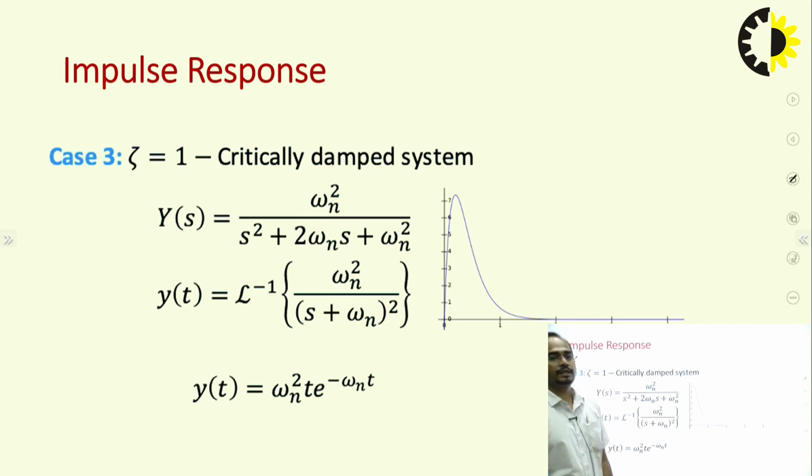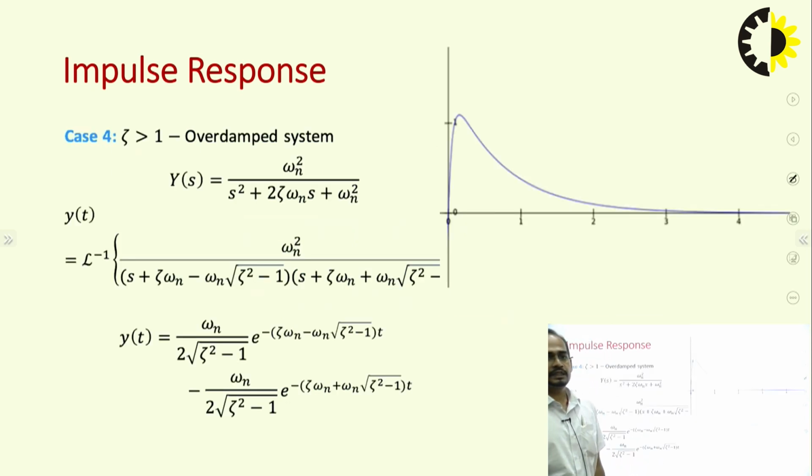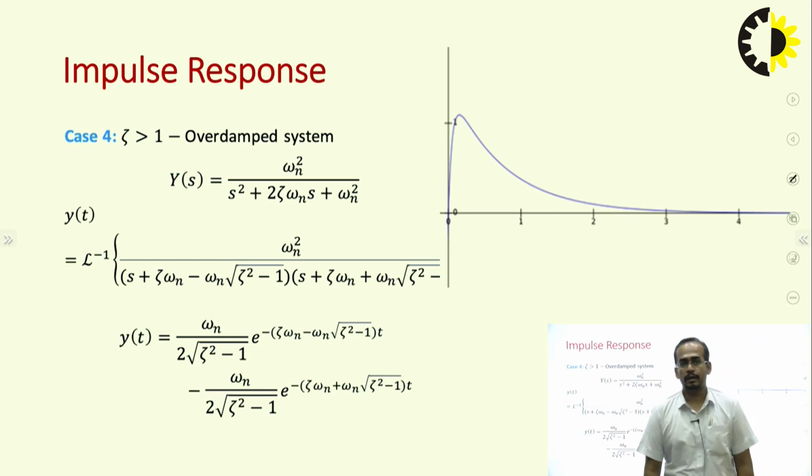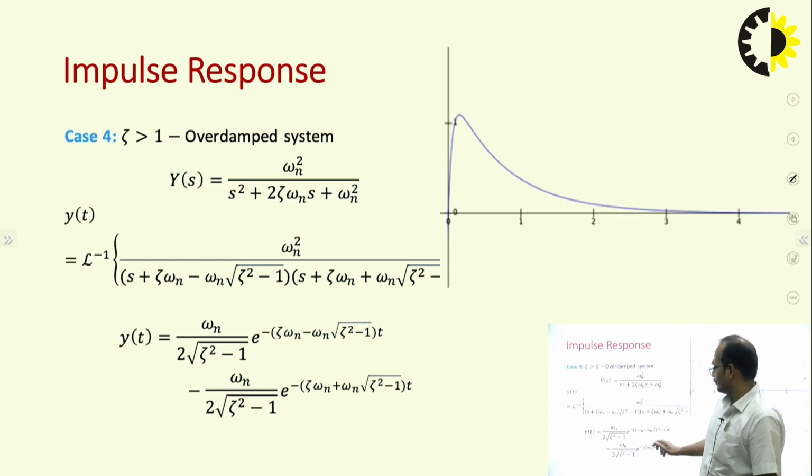Now, case 3, zeta is equal to 1, then the impulse response in time domain will be Yt is equal to omega n square t e power minus omega n t. If zeta is greater than 1, then Ys will be equal to omega n square upon s square plus 2 zeta omega n s plus omega n square. If zeta is greater than 1, then we will get Yt is equal to this. So, the response of the system will be like this.